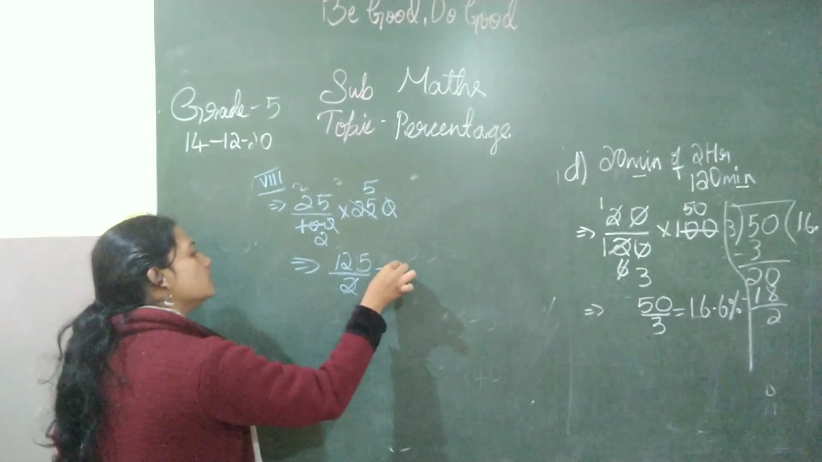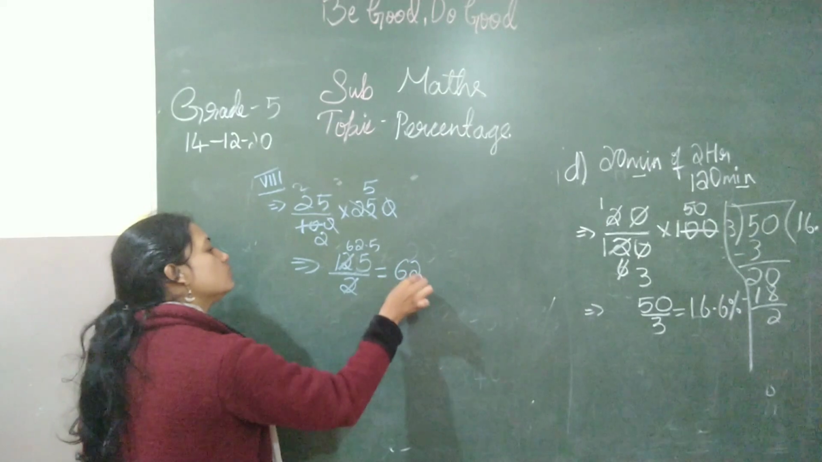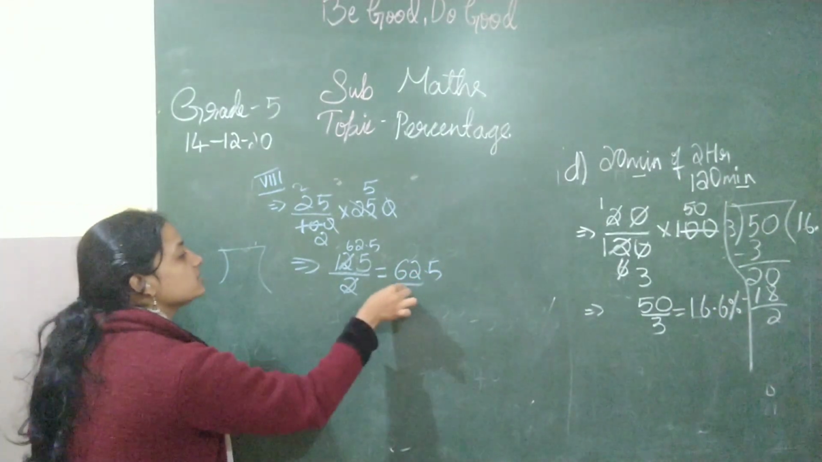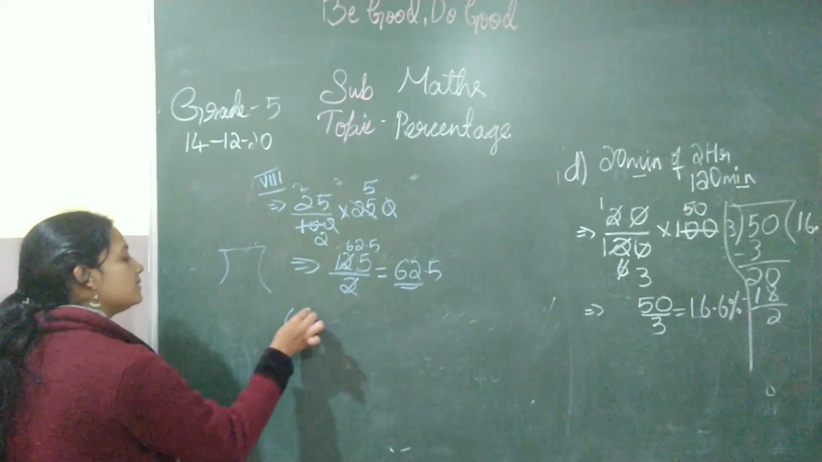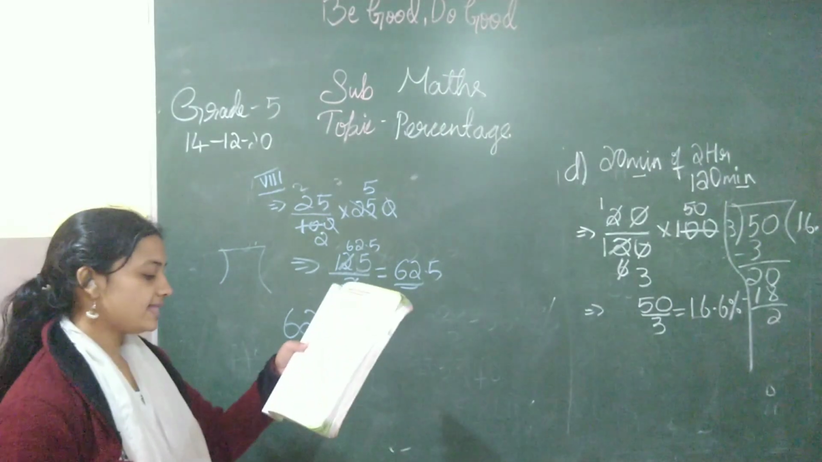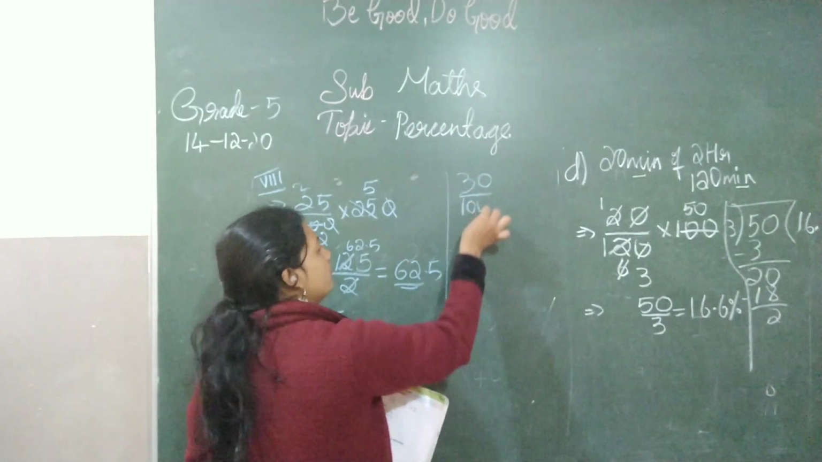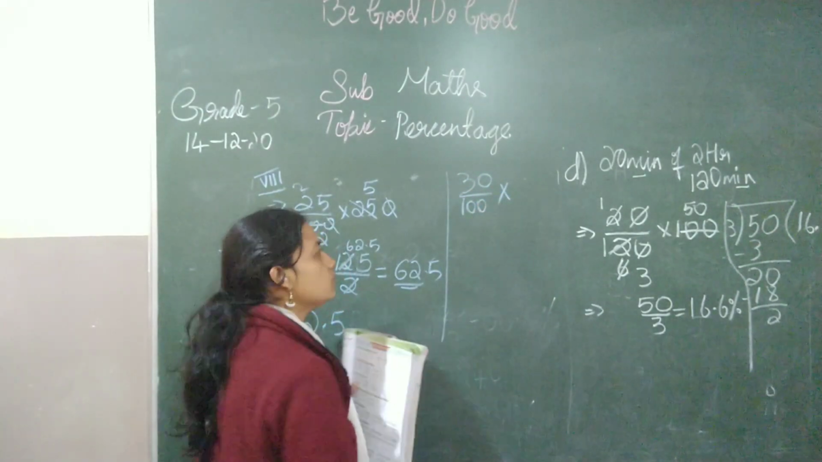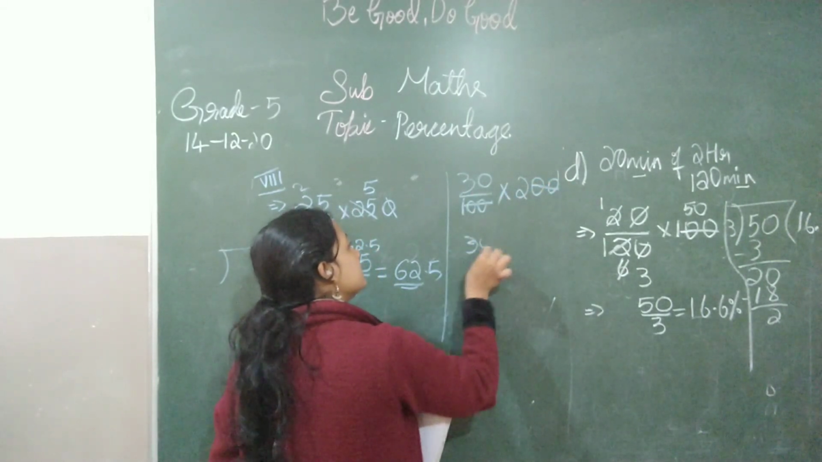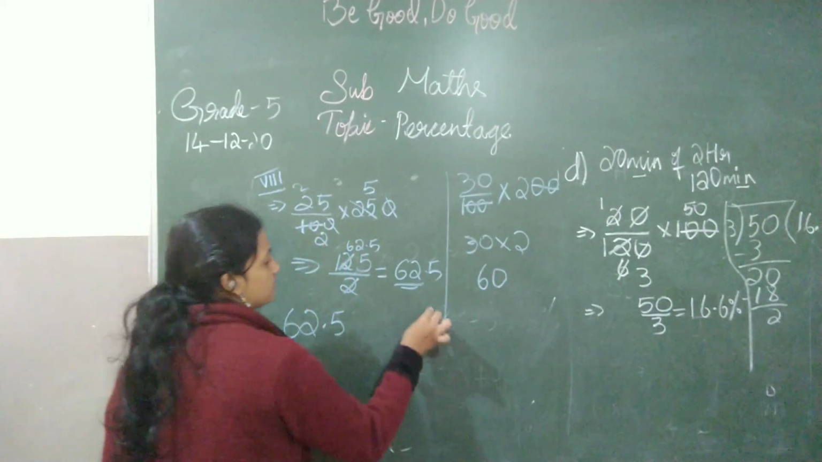2 1s are 2 and 2 6s are 12. 62.5. You can write the number in division form and check the answer, children. So the first number is 62.5. Now let's find the second number here, that is 30% of 200. That's very easy. It is 30 into 2 is 60. The second number is 60.